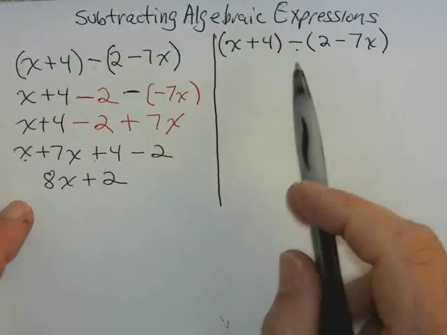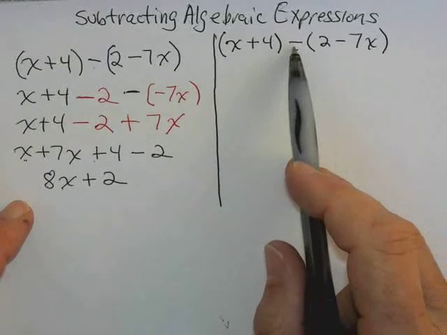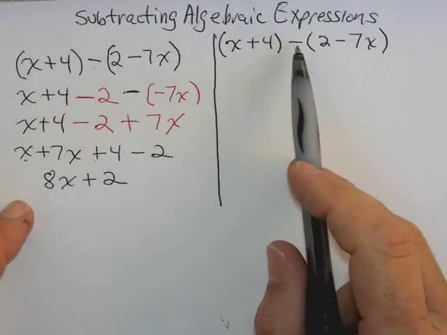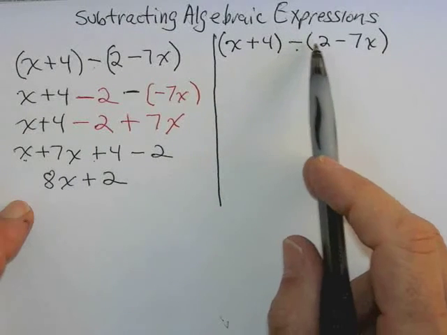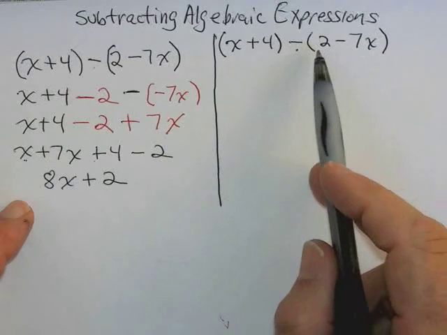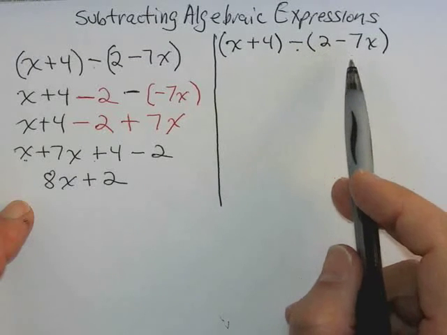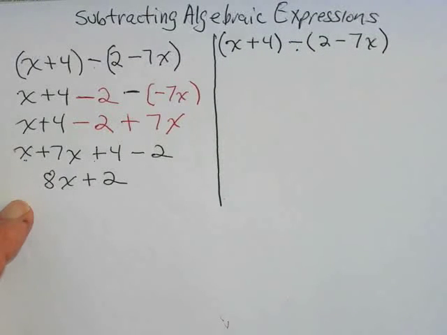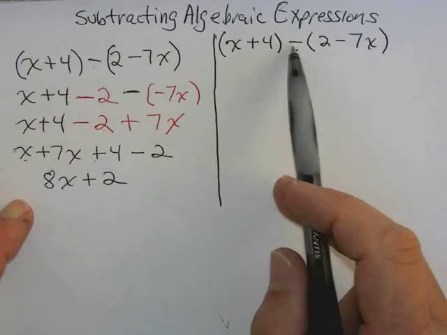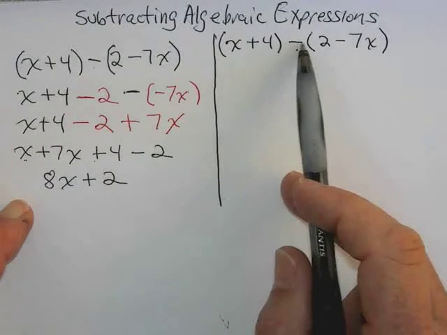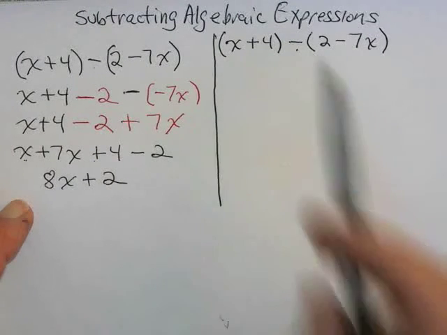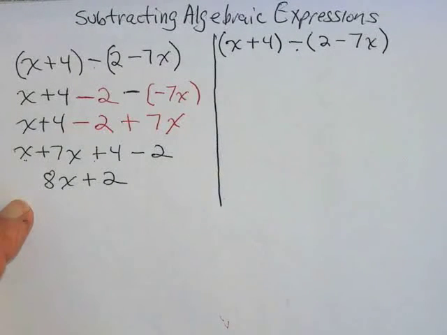In other words, if I want to change this subtraction symbol to an addition symbol, I can do that by turning what's inside these parentheses, this 2 and this negative 7x, into negatives or positives, depending on what I had when I started. Essentially, I can make this into an addition symbol between the terms and distribute a negative 1. So let's see what that looks like.